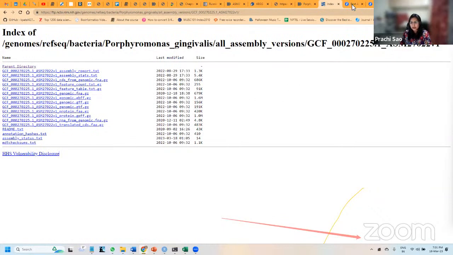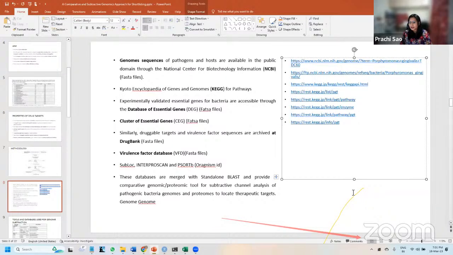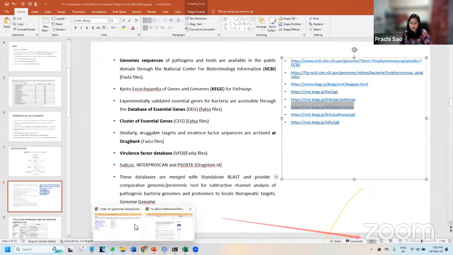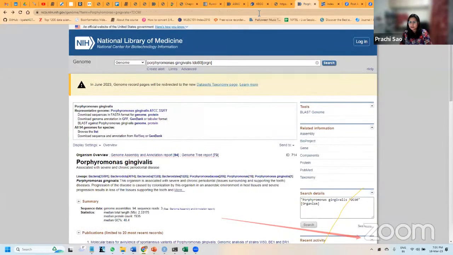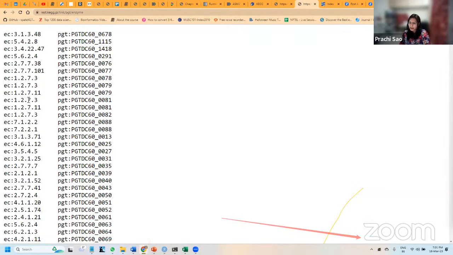These are simple tools which we have to keep in mind when we are doing sequence analysis. These are some of the APIs. If we click on these, we will directly have the information. We don't need to go and search for the databases. These are the enzyme IDs and these are the pathways. So I can map any of the gene IDs and the pathways.